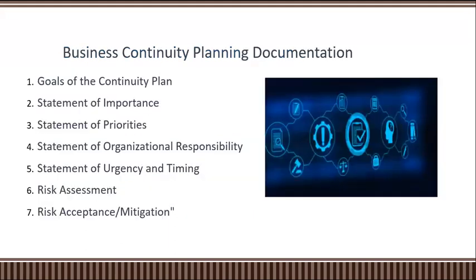All right, so next we'll look at the business continuity planning documentation. So first, the goal of the continuity plan. Second is the statement of importance. Third is statement of priorities. Fourth is statement of organizational responsibilities. Fifth is statement of urgency and timing. Six is risk assessment. Seven is risk acceptance/mitigations.